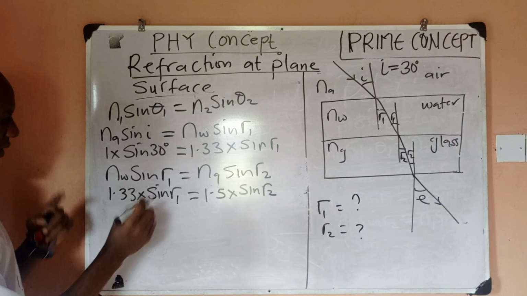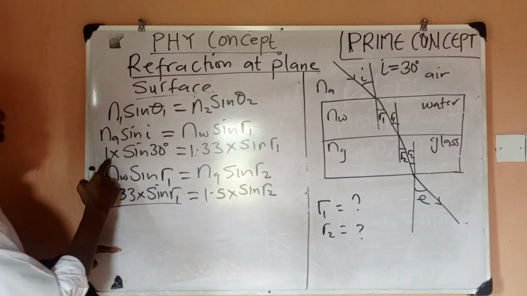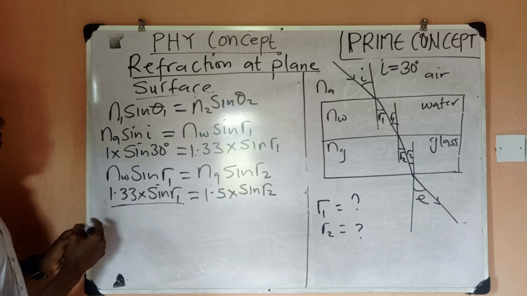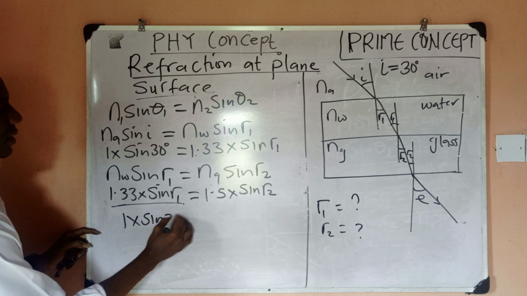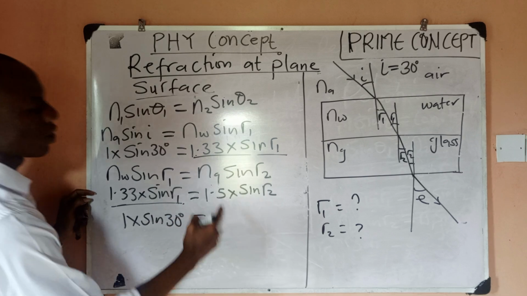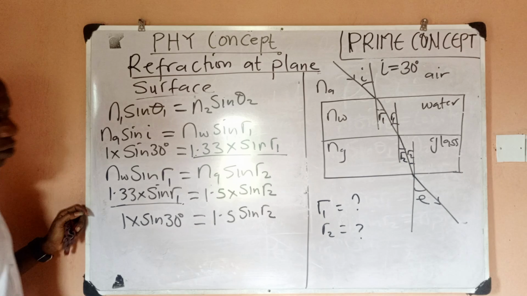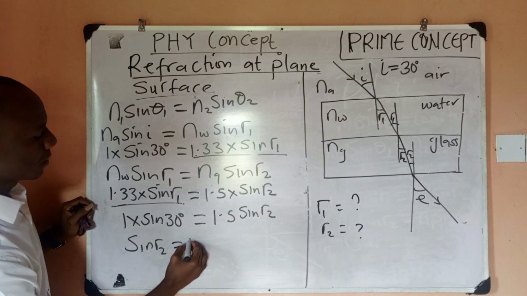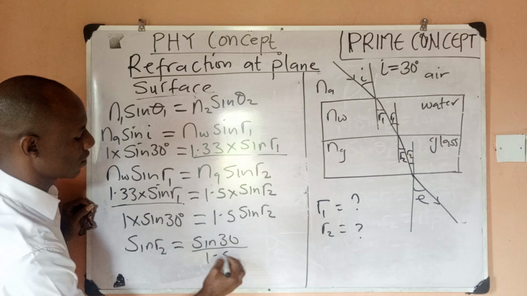Now, if you notice this part, 1.33 sine R1 is equal to what? 1 times sine 30. So I'm going to replace this with 1 times sine 30, so it will be easy. So I would have 1 times sine 30 degrees, which is this part, equals 1.5 sine R2. So if I do this, I would have that sine R2 equals sine 30 divided by 1.5.